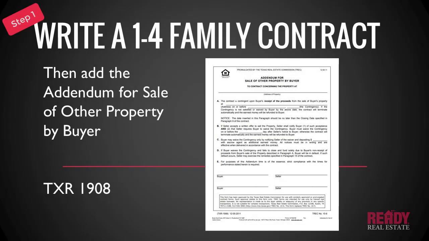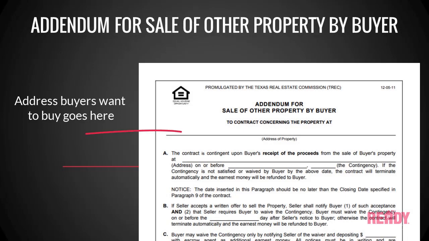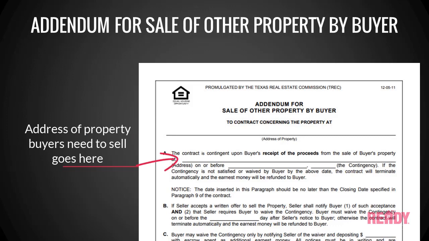So the first step is you would just write a 1 to 4 family contract just like you normally would, and then on page 7 you check the addendum for sale of other property by buyer, and then you'll add the addendum. The address of property is the property that they are looking to purchase. And then in paragraph A, that's the address of the property that they need to sell. Usually it's the home that they're living in.